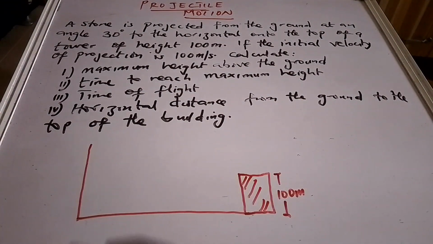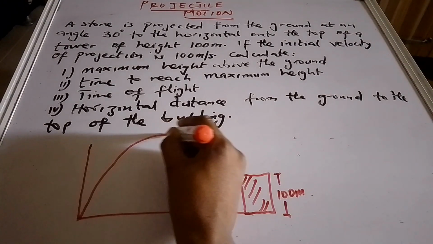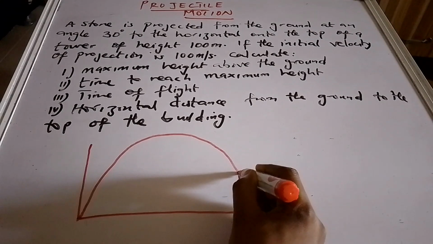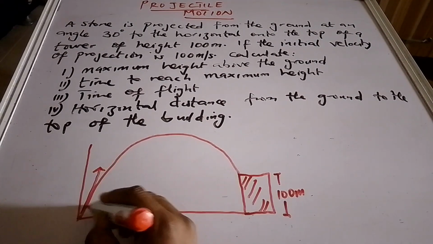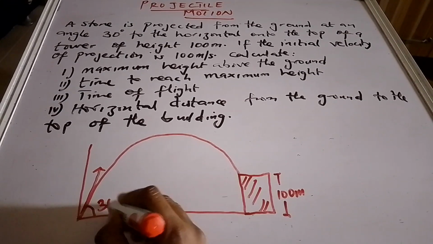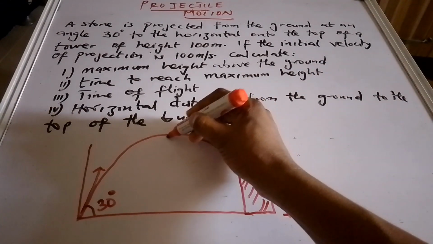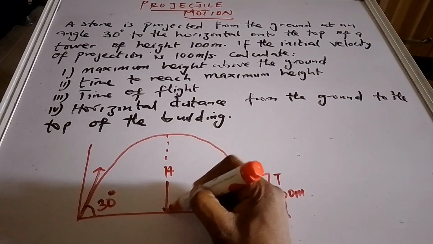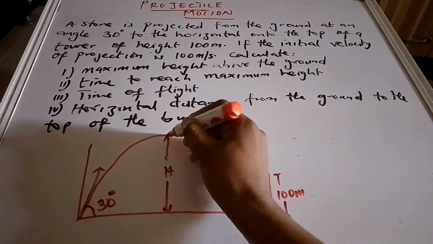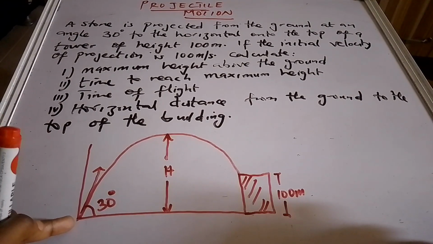So we are told that the stone is projected at an angle of theta to the horizontal to the top of the tower. Let's say the angle of projection here is theta to the horizontal. In this case we want to look for the maximum height h. Then number 2, we want to look at the time it takes to reach the maximum height. So let's just take the parameters now. For the maximum height, the object moves from here to this point.